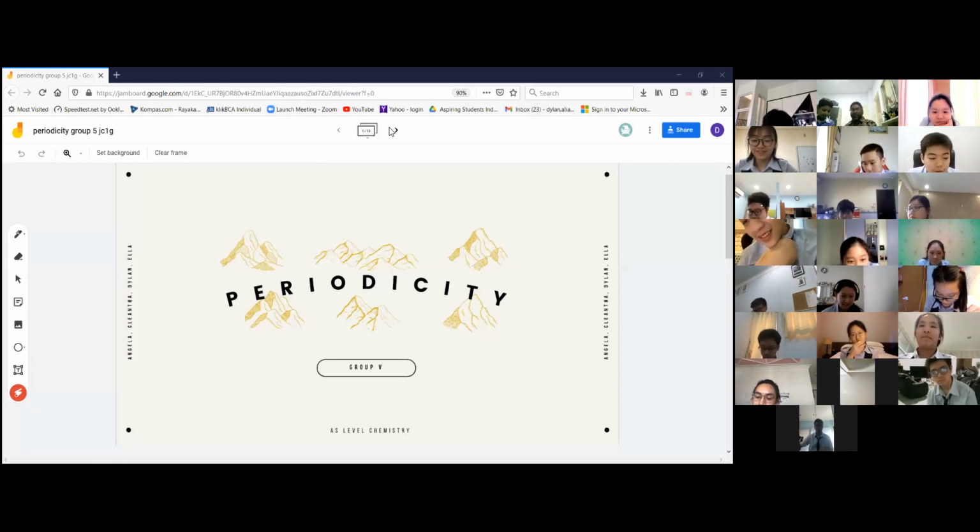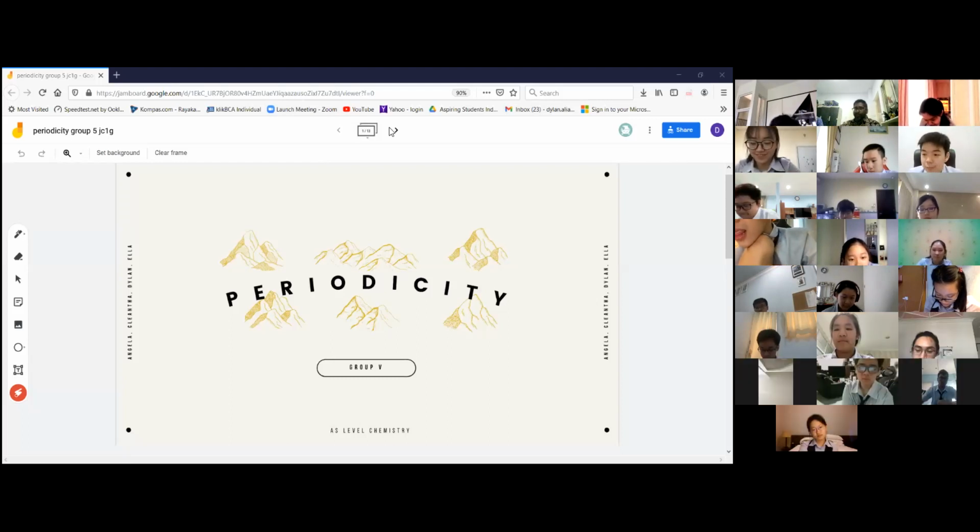Today, me and our group members will be talking about periodicity. Patterns seen across period 3 are seen across other periods too. The recurrence of the same pattern is called periodicity.